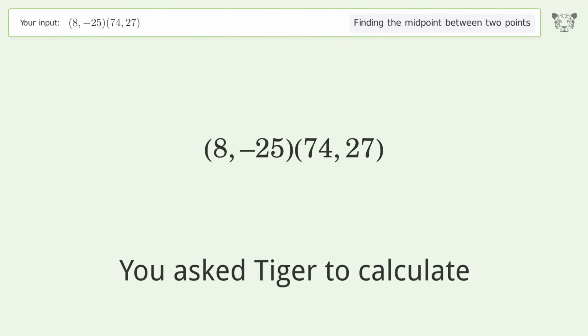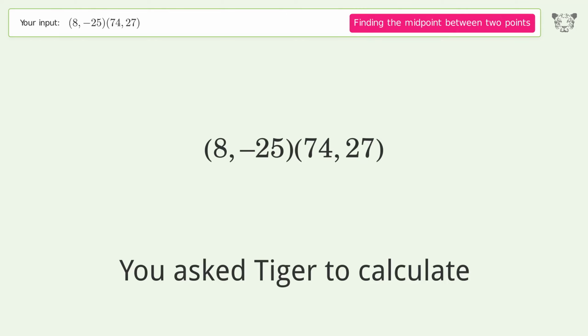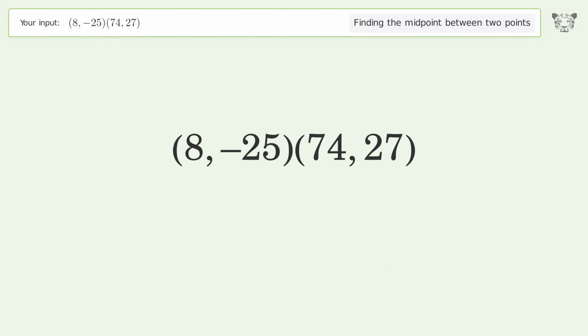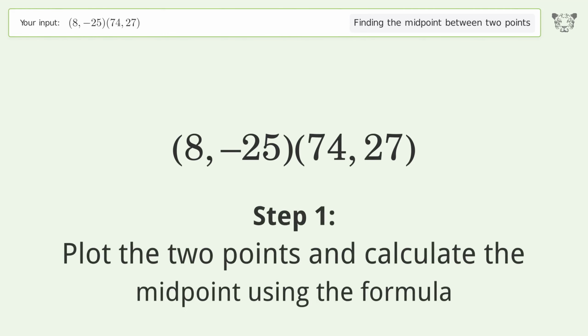You ask Tiger to calculate. This deals with finding the midpoint between 2 points. The midpoint between the 2 points is 41,1. Let's solve it step by step. Plot the 2 points and calculate the midpoint using the formula.